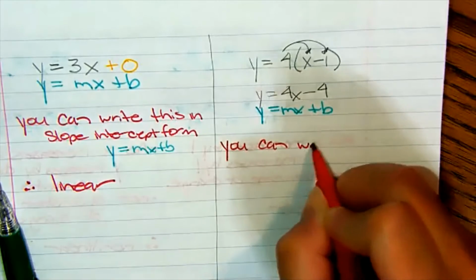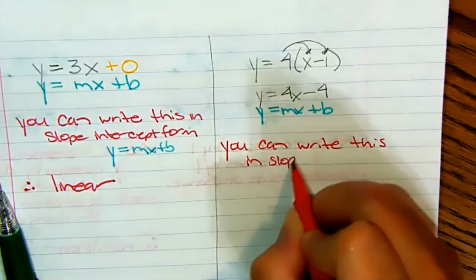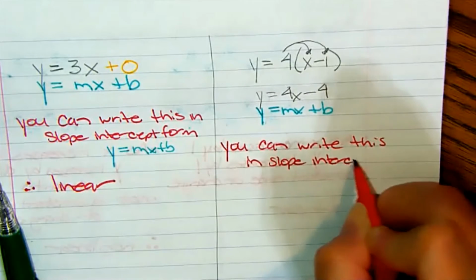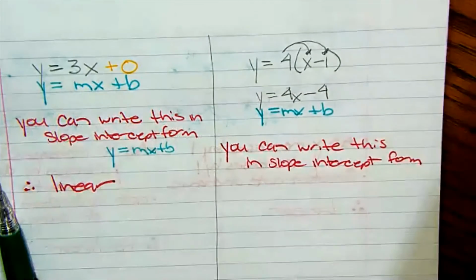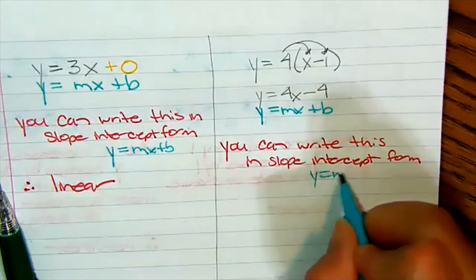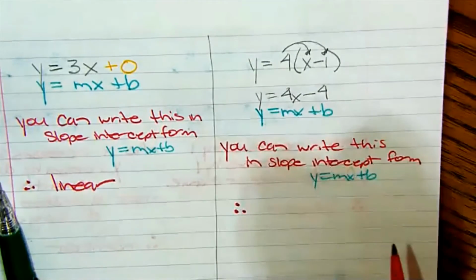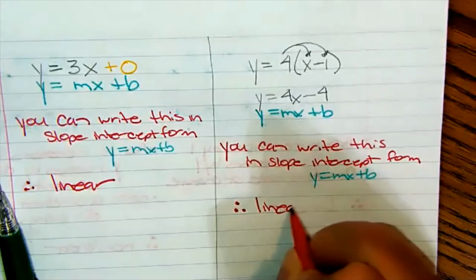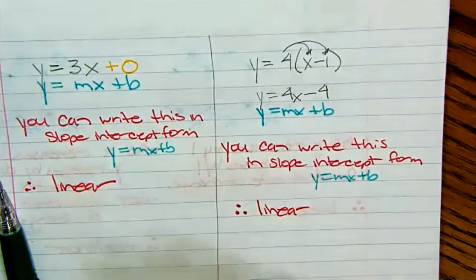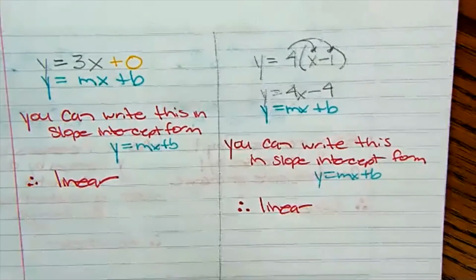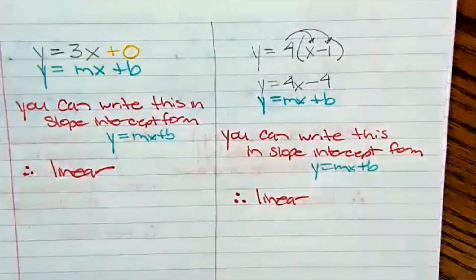You can write this in slope-intercept form, which is y equals mx plus b. Therefore, it is a linear function. Whatever numbers you plug in here, it will form a line.